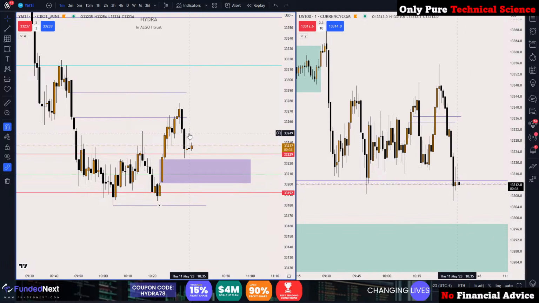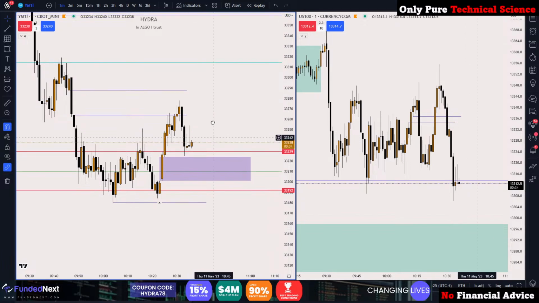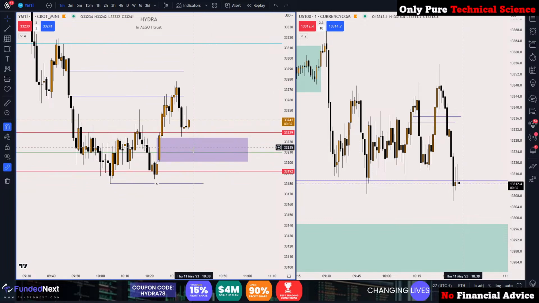Price on Dow just hit this fair value gap here. So what we can expect to see is a run into this low or a run into this gap here. That's what is very much possible for Dow to happen. Other than that, I don't really see anything.